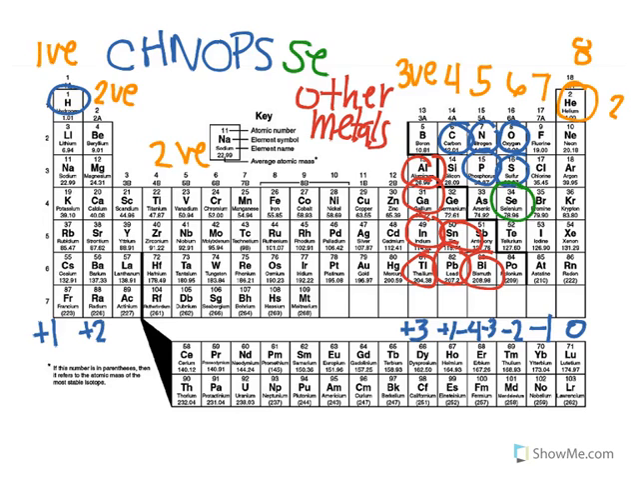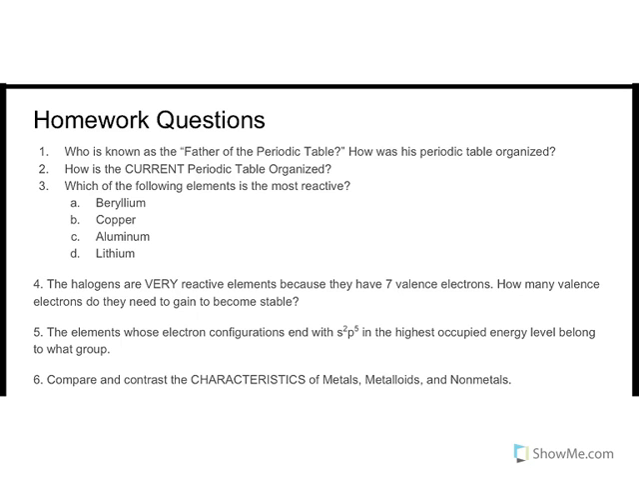Now that we've talked a lot about the periodic table and you've learned what periods and groups are, the different family names, and some of the characteristics of the elements, we have some homework questions for you. Make sure you write down the question and answer the question completely. If you're unsure of how to do it, fill out a sentence frame, and come to class with any questions that you may have. Thanks. Enjoy the rest of your day.